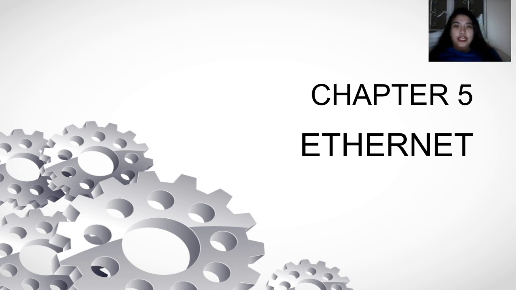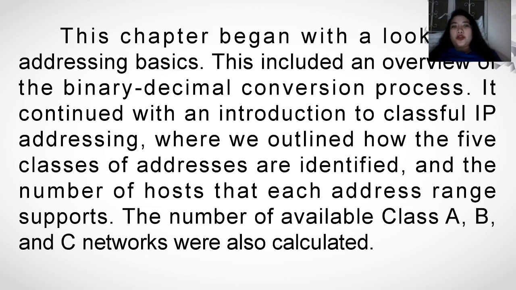Chapter 5 Ethernet. This chapter began with a look at IP addressing basics. This included an overview of the binary decimal conversion process. It continued with an introduction to classful IP addressing, where we outlined how the five classes of addresses are identified, and the number of hosts that each address range supports. The number of available Class A, B, and C networks were also calculated.